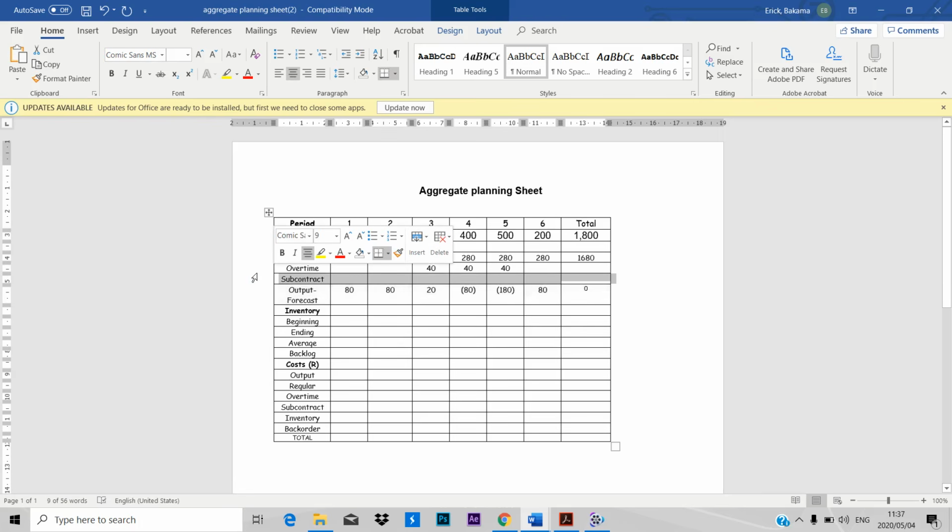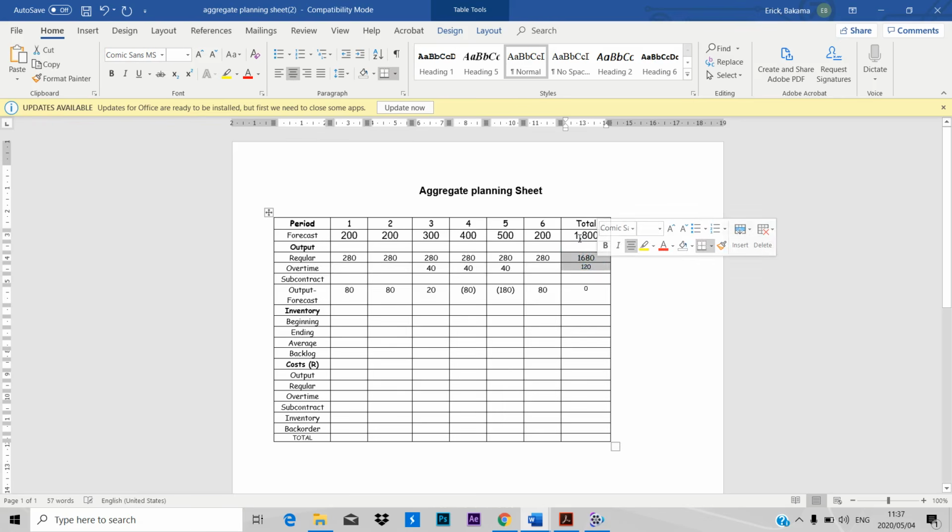Also, if you look at your overtime here, the sum is 40 plus 40 plus 40, which gives you 120. So if you take this 120 plus the regular time, you will get the 1.8 that is here. And in this case, we have actually matched the demand. We have matched what is required and we are sorted. So the next thing is we go back now to our inventory.